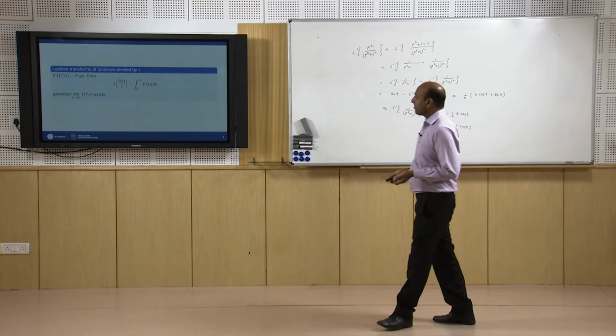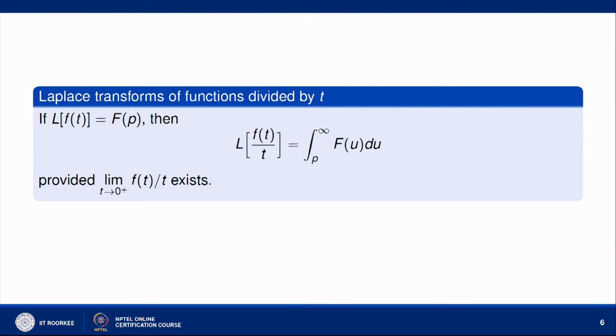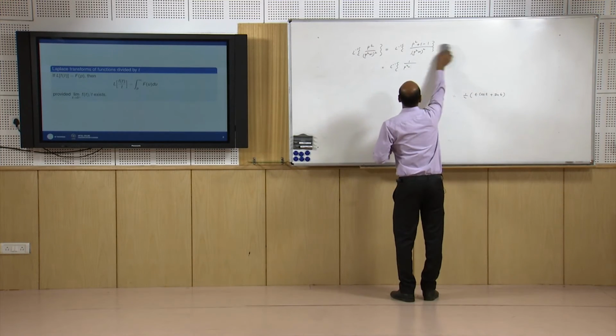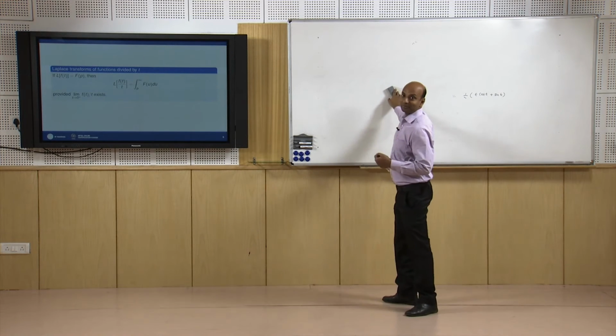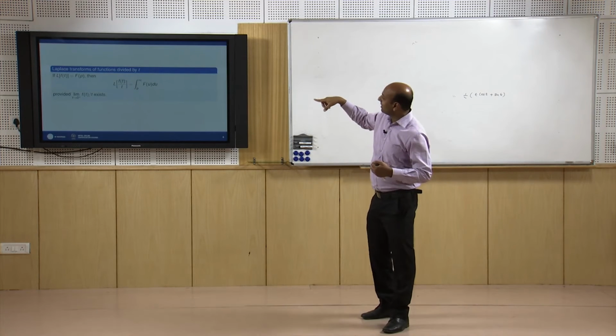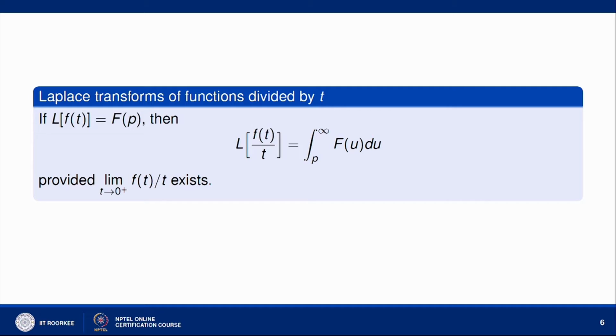Now, the next property: if the Laplace transform of f(t) is F(p), then the Laplace transform of f(t) by t is nothing but the integral from p to infinity of F(u) du, where this F(u) is again the Laplace transform of f(t), provided this limit exists, because the function must be piecewise continuous for existence of the Laplace transform. So f(t) by t will be piecewise continuous if the limit as t tends to 0 plus of f(t) by t exists. That is required in this problem.